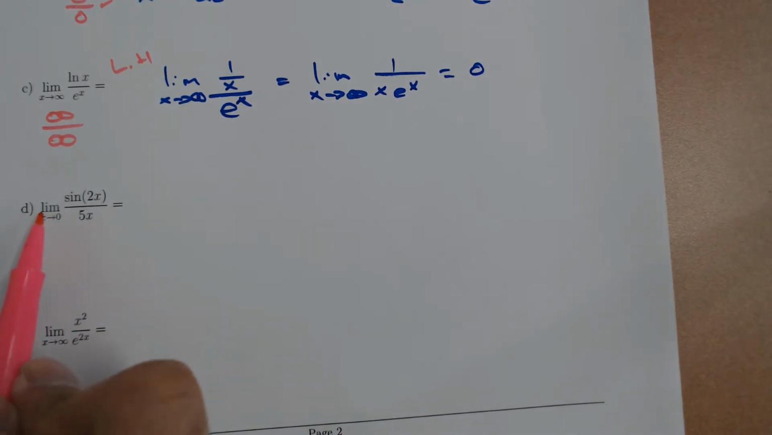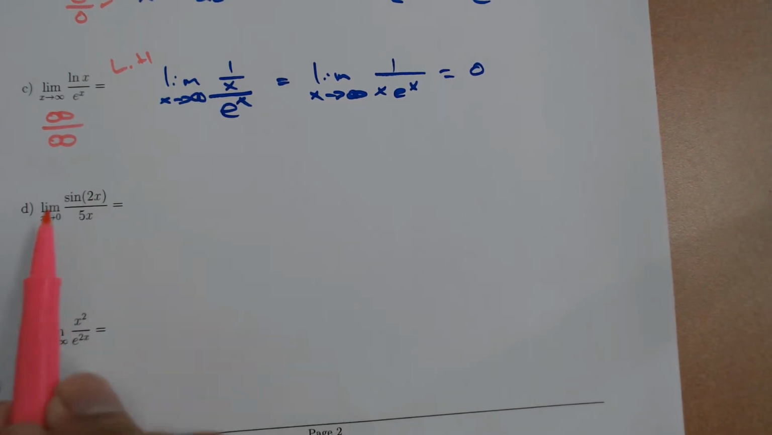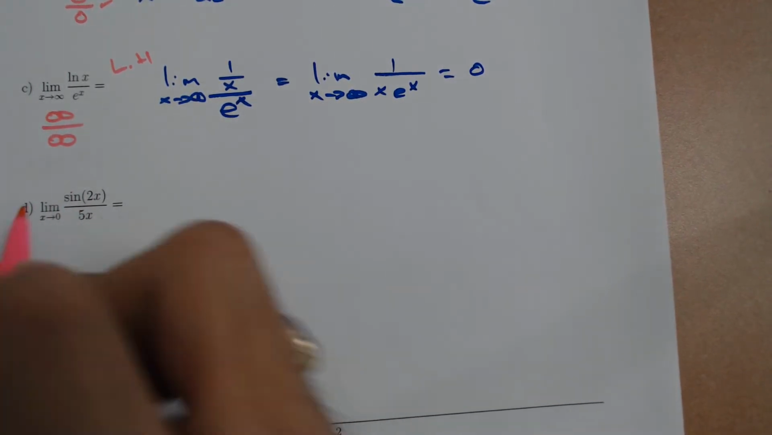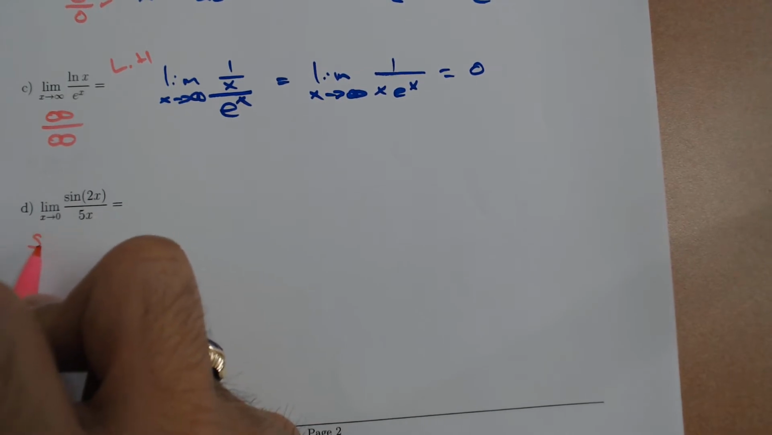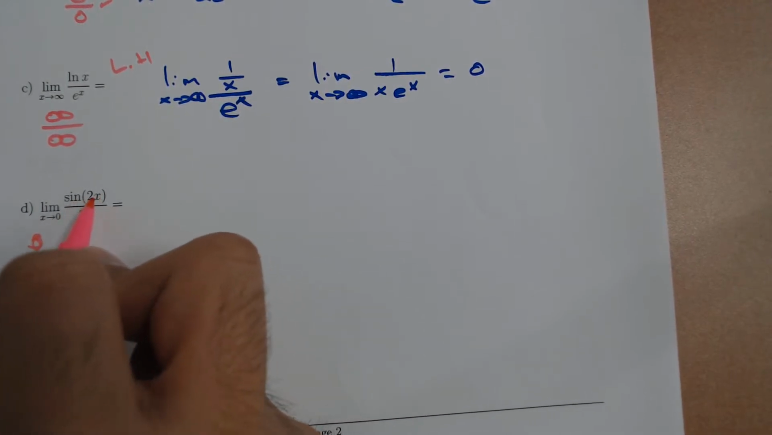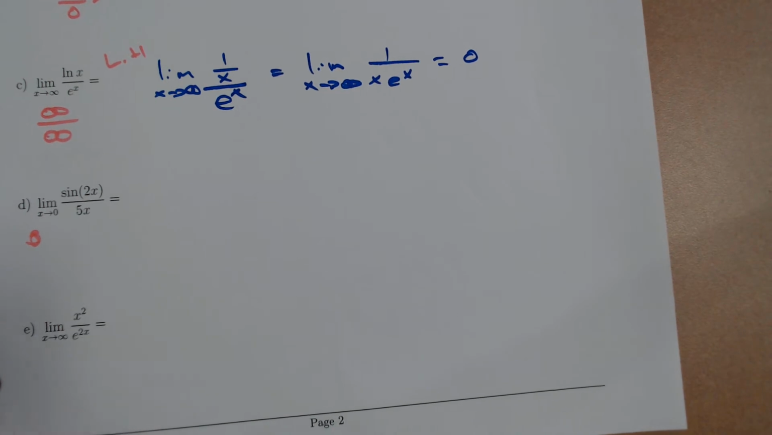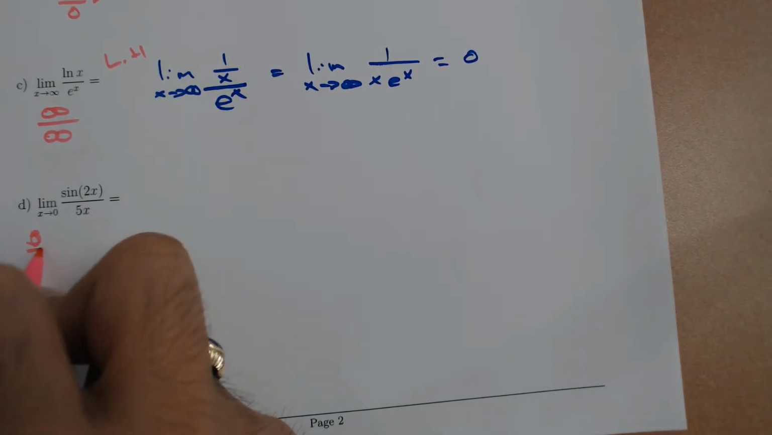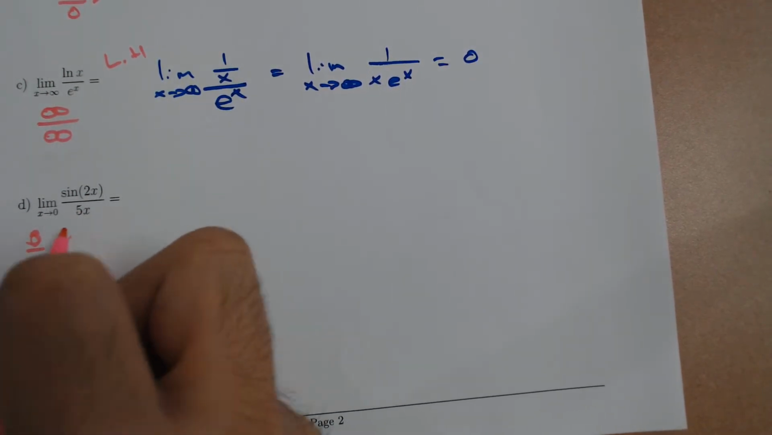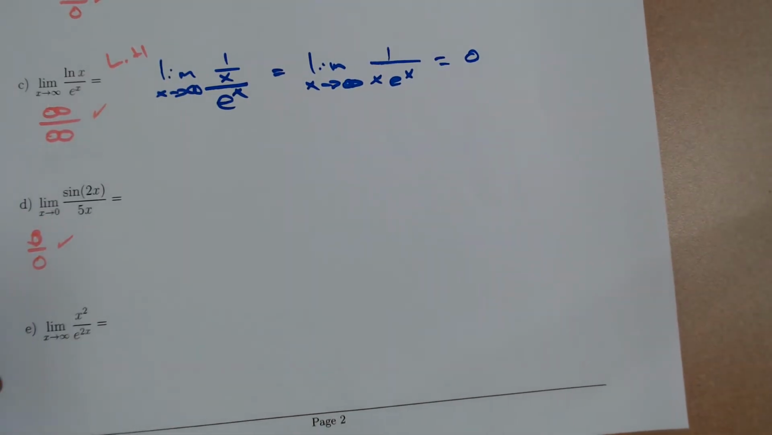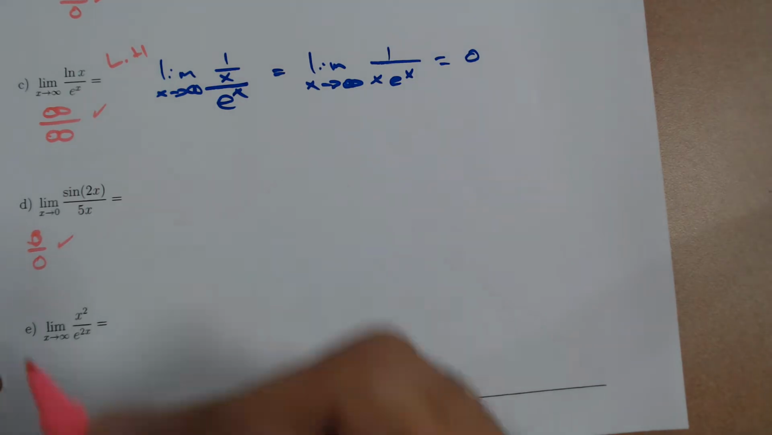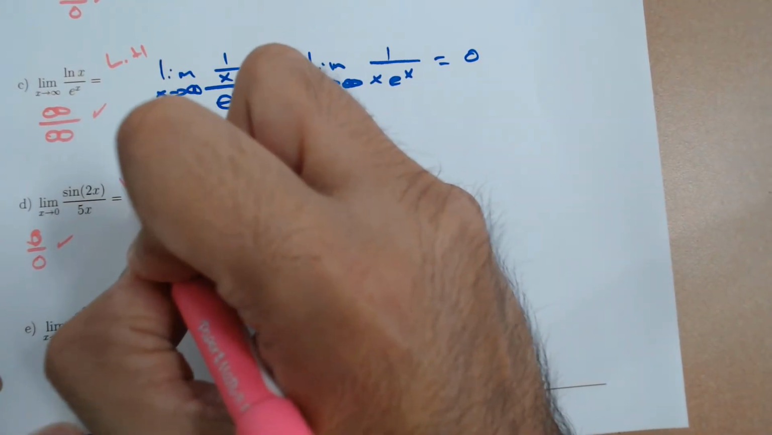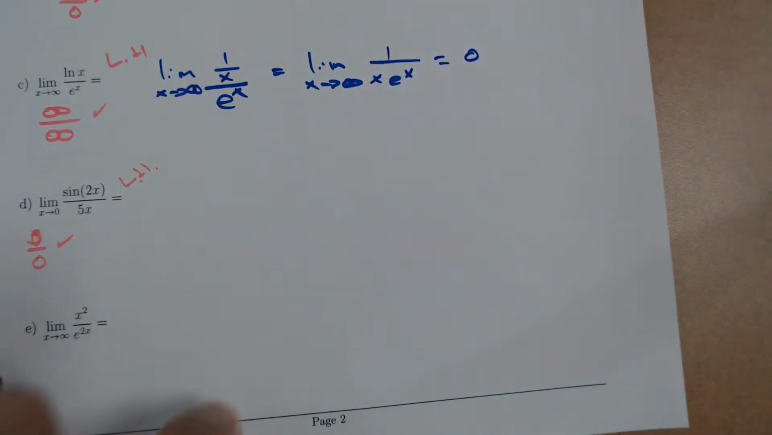So we have the limit of sine of 2x over 5x as x approaches 0. So let's plug in. That's sine of 2 times 0. Well, that's sine 0, but sine 0 is 0. And 5 times 0, which is also 0, which is good. That means the L'Hopital's rule applies.